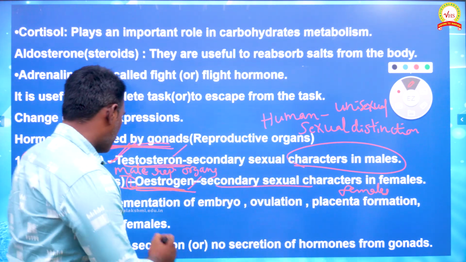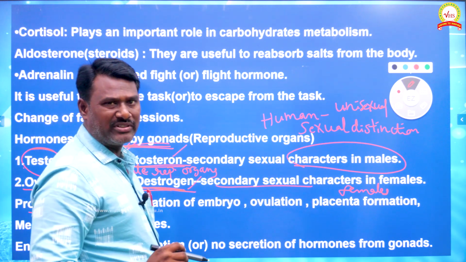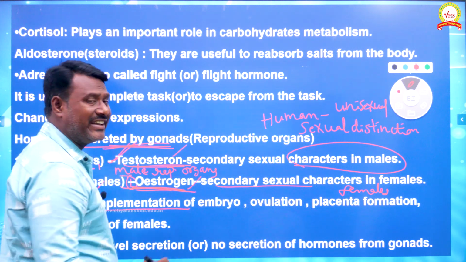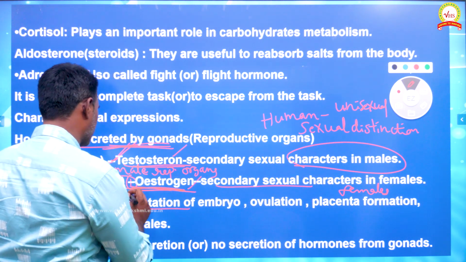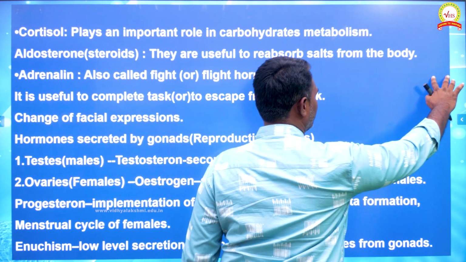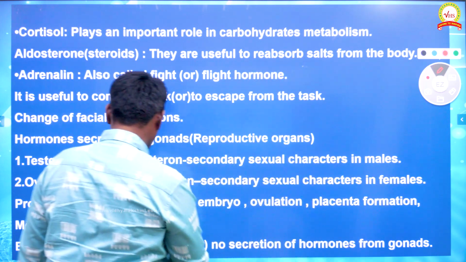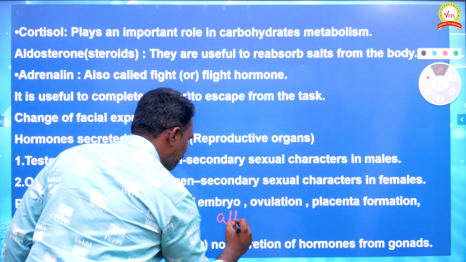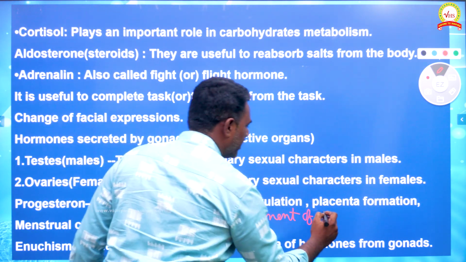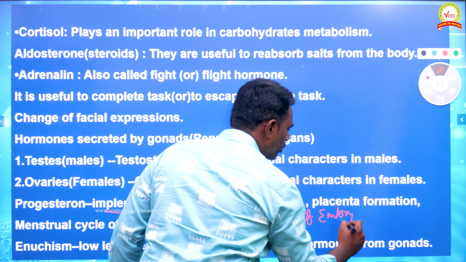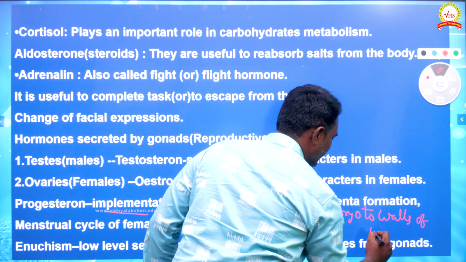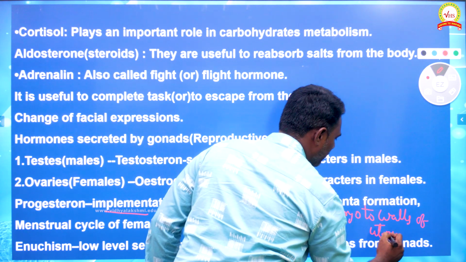Whereas progesterone is another type of hormone secreted by ovaries. Progesterone is useful for the implantation process. Implantation can be defined as the process of attachment of embryo to the walls of the uterus. That is called the implantation process.